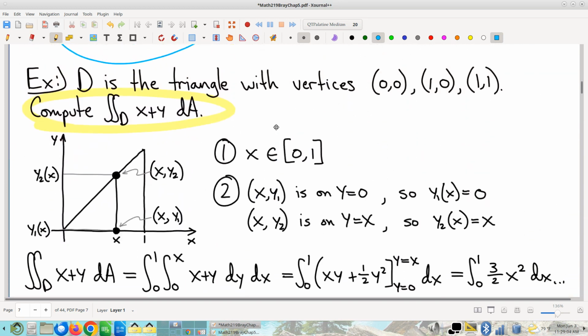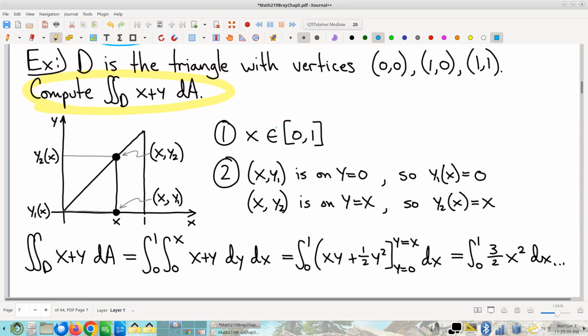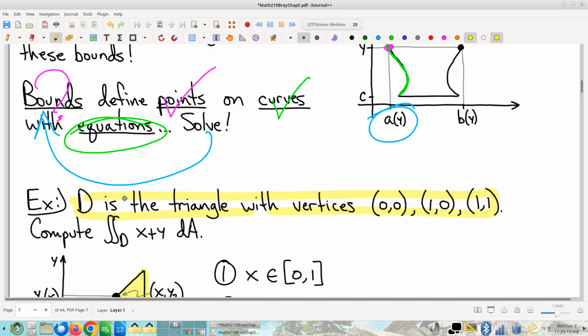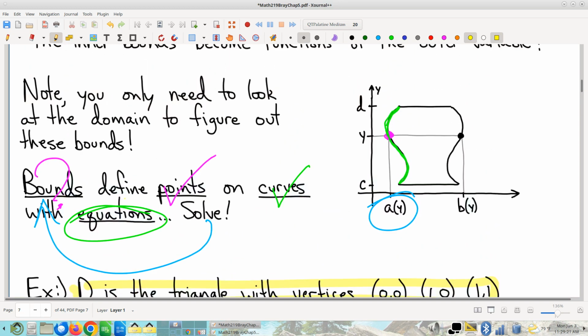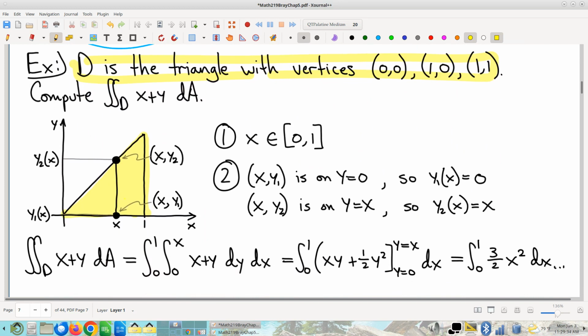Okay, here we go. All right, so notice my domain is a triangle specified by its vertices. So there's my triangle. Now I'm going to go through this process just like we did here. I'm going to compute lower bounds by identifying the relevant points, understanding those points as coming from certain curves, working out what the equations of those curves are, and then solving for what I need. And in action, here we go.